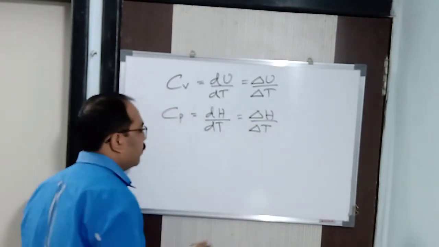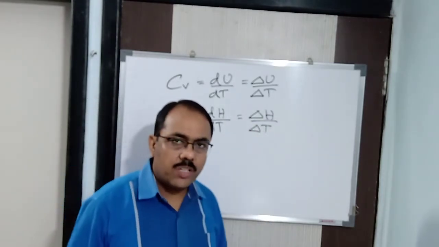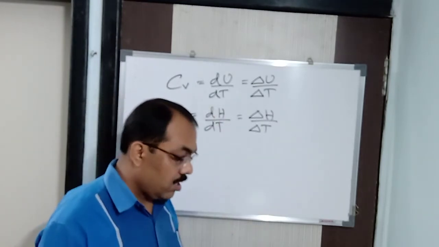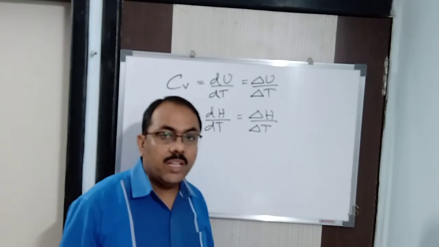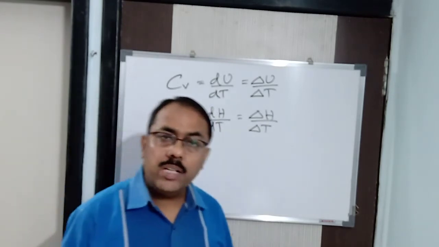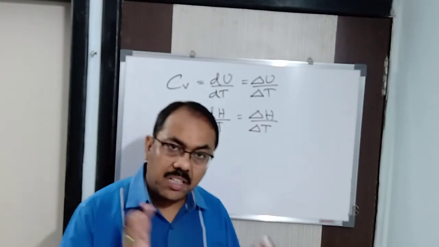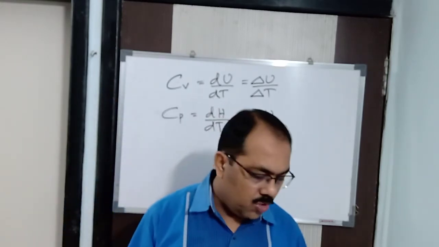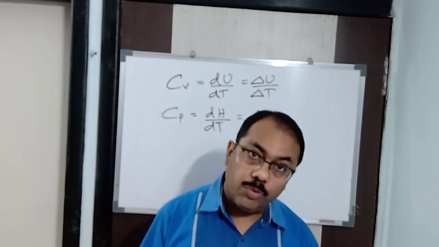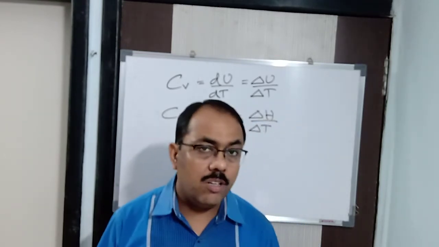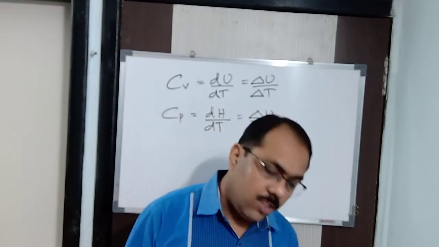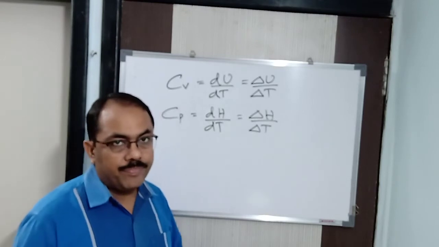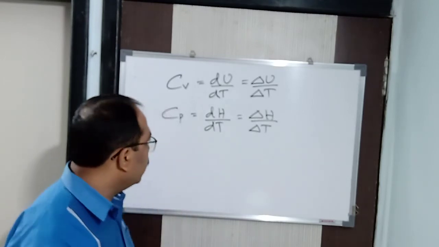There is no difference. So at constant pressure the heat capacity is given by delta H by delta T, and at constant volume it is dU by dT, or delta U by delta T, because at constant volume we measure the internal energy and at constant pressure we measure the enthalpy. Qp is your delta H and Qv is your delta U, as already studied. Now we will see the relationship between Cp and Cv.